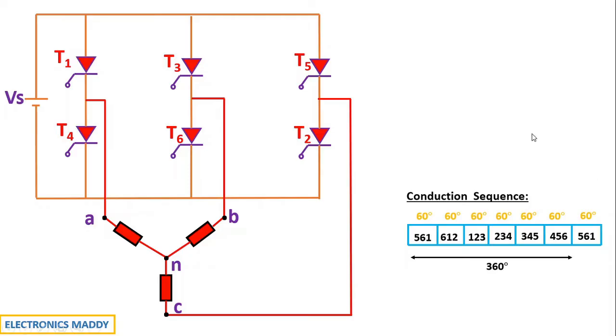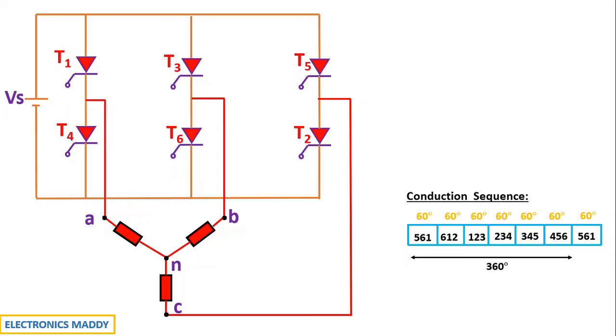If you carefully observe, from 561 to 612, 61 remains the same, whereas 5 is turned off and 2 is turned on. That means one thyristor will be turned off and another thyristor will be turned on. And if you consider 180 degrees, one is here, one is here, one is here. So basically, thyristor 1 will be conducting for 180 degrees. Again, 2 is here, 2 is here, 2 is here. Again, 2 is conducting for 180 degrees. In this way, each and every thyristor will be conducting for a total duration of 180 degrees, and that is why this mode is called 180-degree mode conduction.